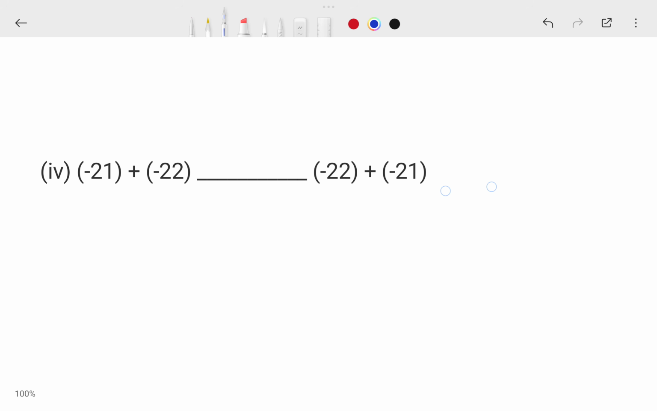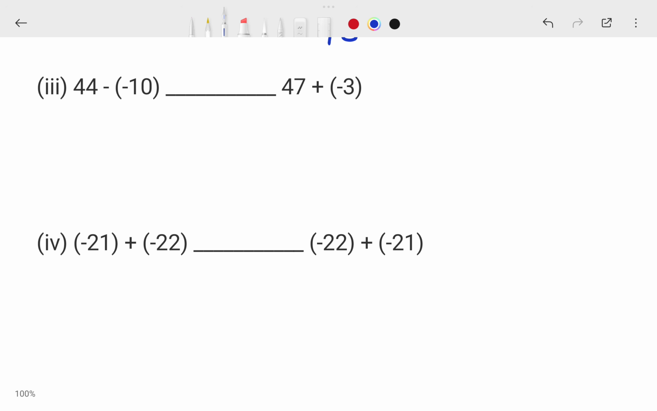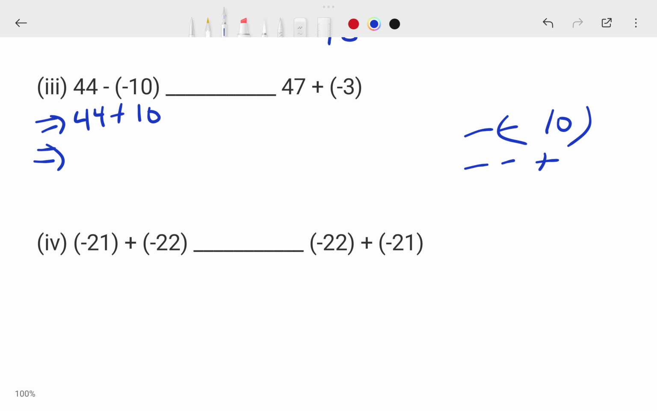Now let's do the third one you have to do. So just look at the third one. What will happen? This is given 44, here it is minus minus, and 10 is given like this. Minus minus is going to be plus, so you have to write plus 10. So now you can add this one, 44 plus 10, it is 54.